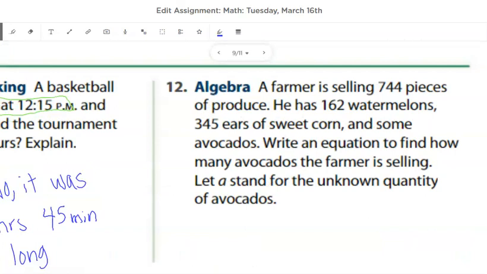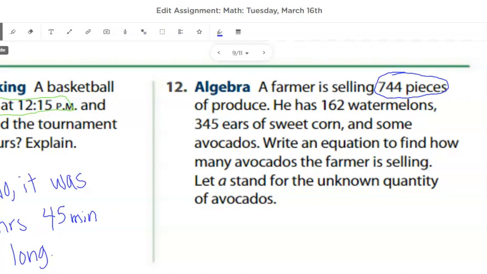Number 12. Now this is back to our algebra. You will be completing this on your own, but I'll help you get it set up. A farmer is selling 744 pieces of produce, that's evidence, I gotta circle it. That would be like vegetables or fruits.